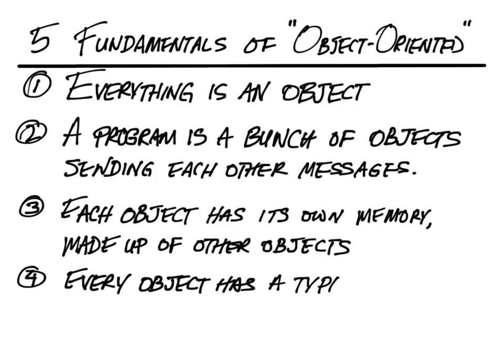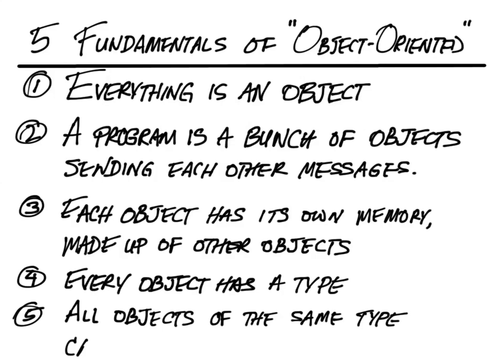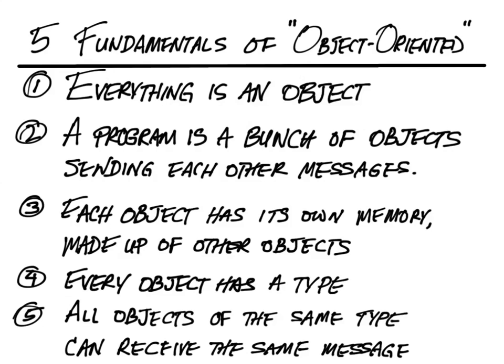Every object also has a type. And this is important because, for the fifth rule, all objects of the same type can receive the same message. So this is important because we want to send messages to other objects, but we want those objects to behave in a way that we expect when we send them that message. And so we're going to refer to objects by type and send instances of objects a message based on the messages that are possible in that type. So everything that we do in terms of object-oriented programming goes back to these 5 fundamental concepts.